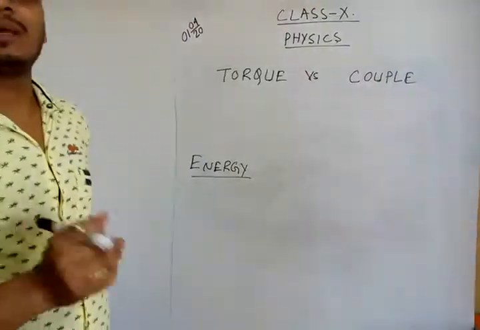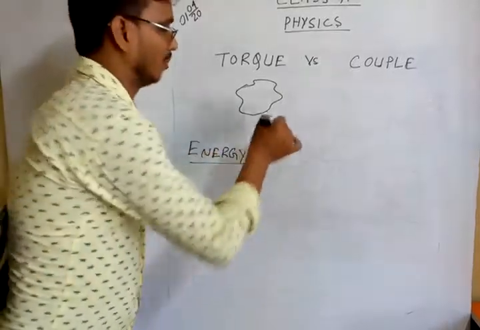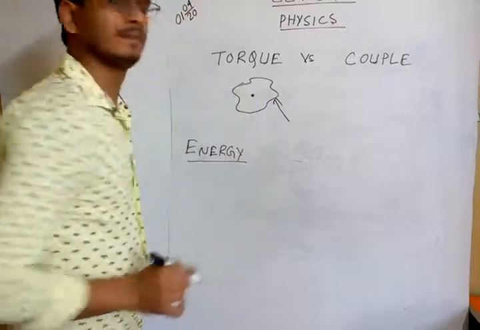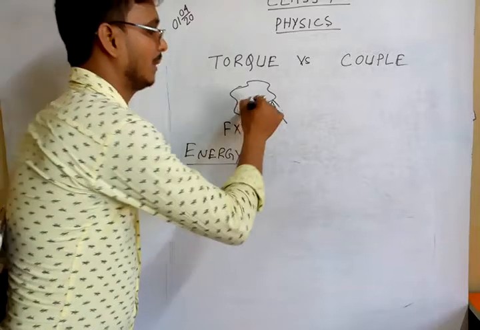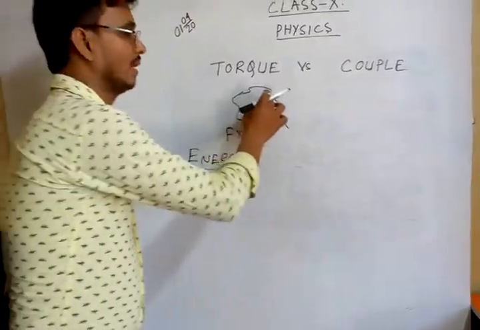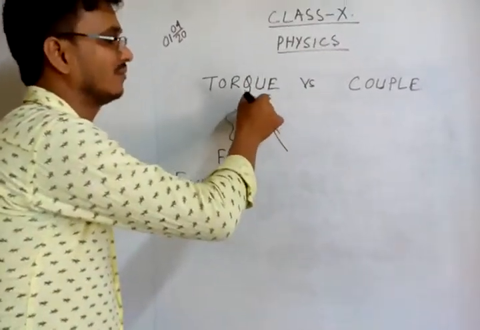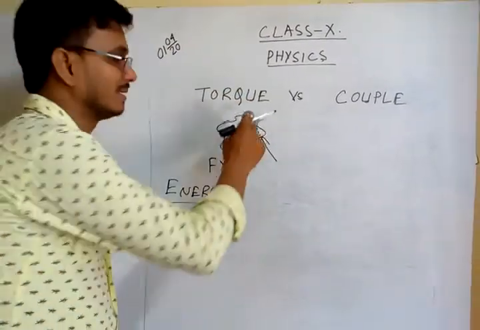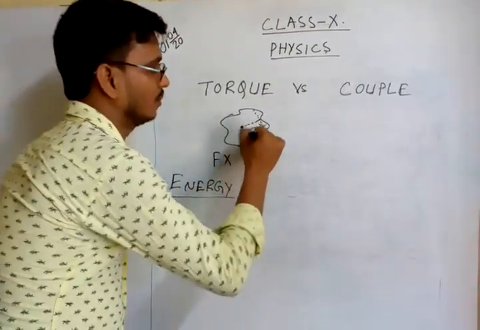What is the difference? In the case of torque, the force is acting on a body at any point, not at the center of mass. Torque means the force times the perpendicular distance from where we applied the force. So here I am applying the force, and we have to extend the line of this force. The distance of this line of force from the center of mass is the distance we have to consider.